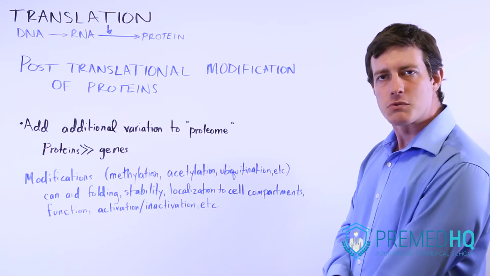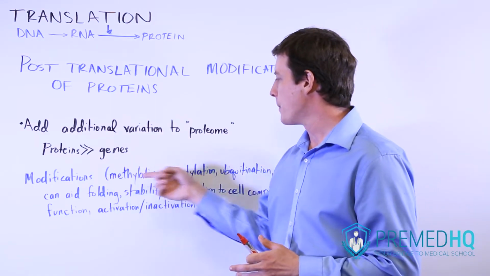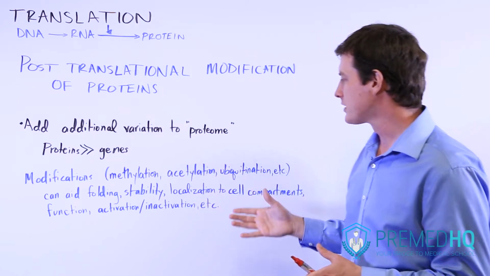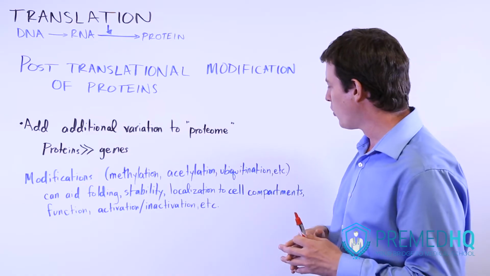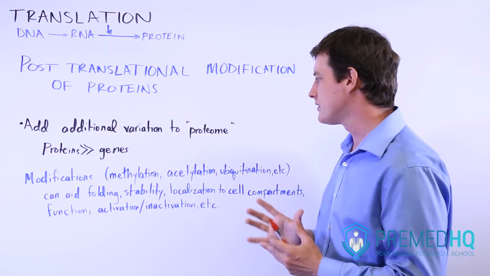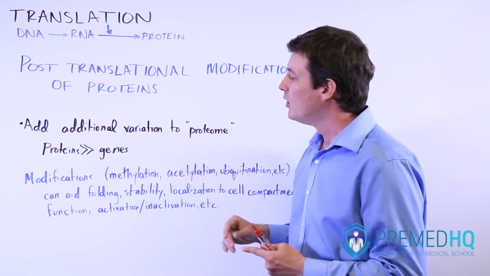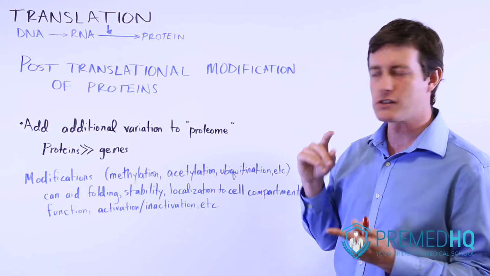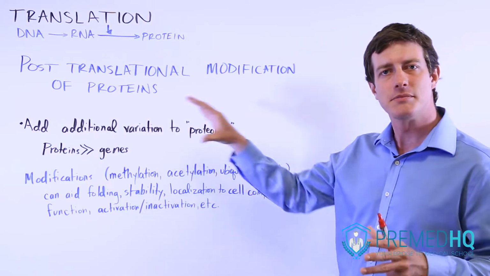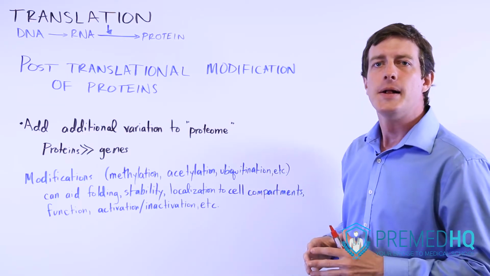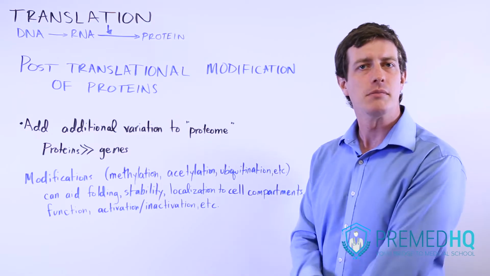And these modifications, which we'll get into in more detail in a moment, can involve things like methylation, adding methyl groups, acetylation, adding acetyl groups, ubiquitination, which is important in the degradation of proteins, and many other different modifications you can make, which can change the way that these proteins fold. It can change their stability, where they localize, sending them to different cell compartments, as well as modifying their function, activating and inactivating them, and so forth.